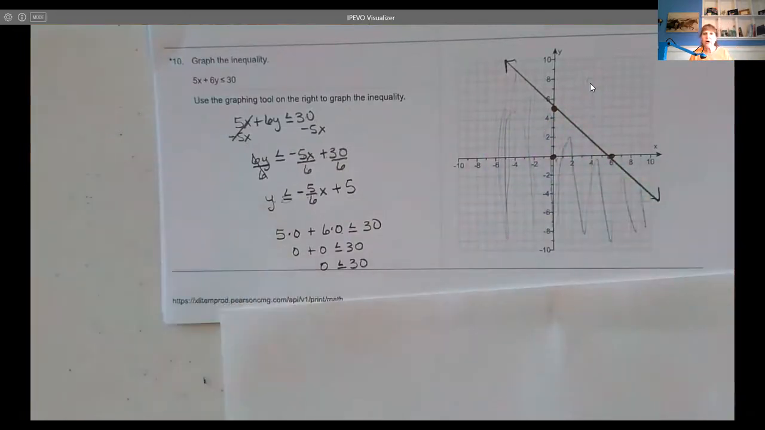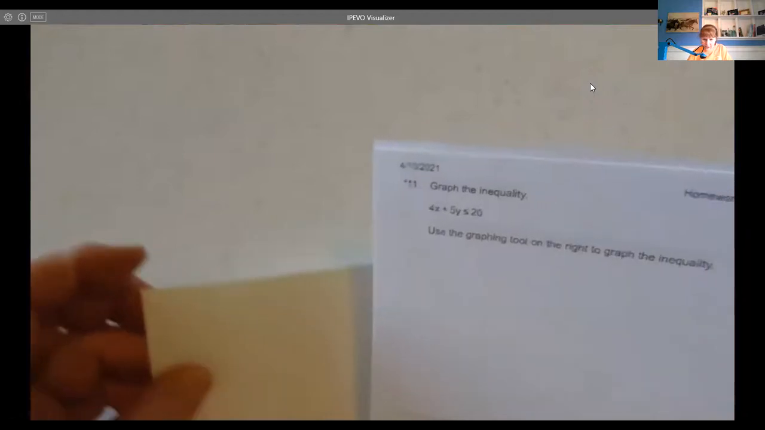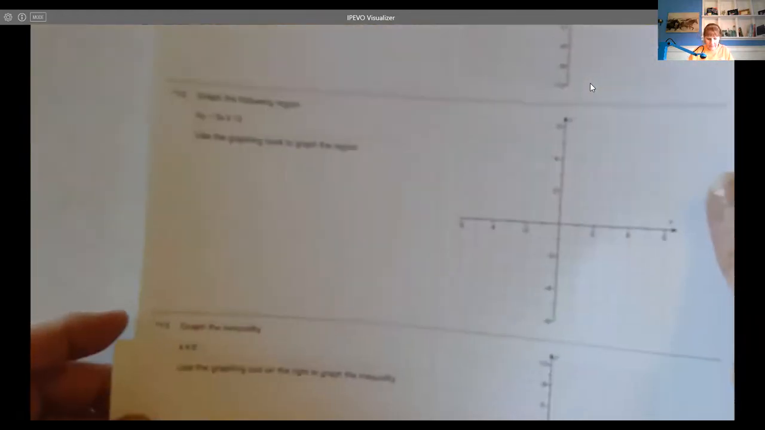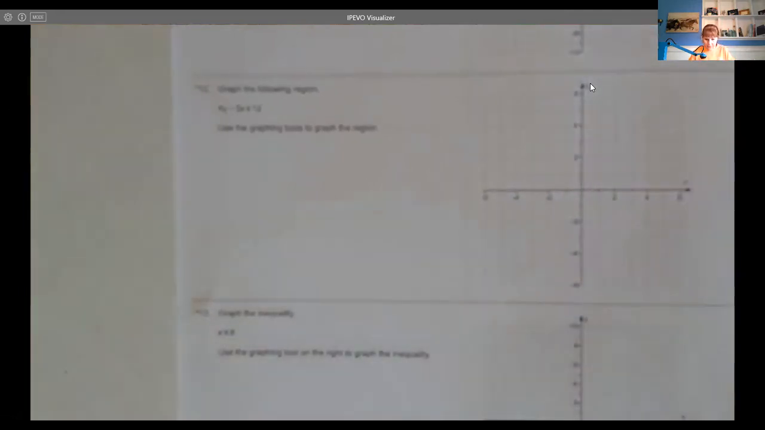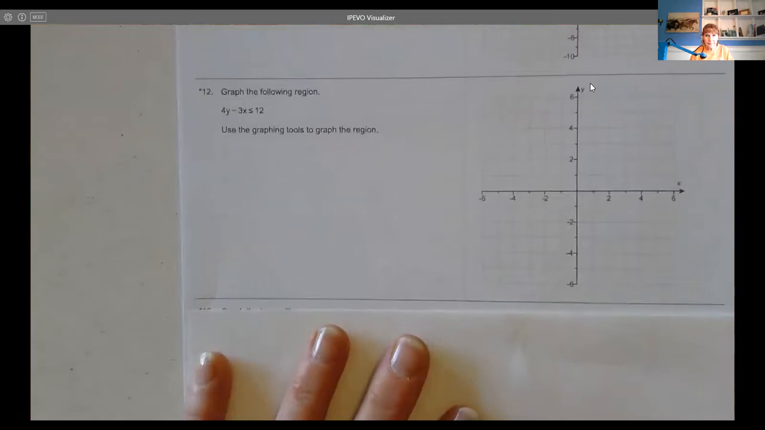Try not to make that shading harder than it is. And if you still have trouble with that, you can let me know. Let me see if there's another one I'd like to go through. All right, let's go ahead and look at number 12 here. And then we do need to look at 13 and 14. They're a little special cases.